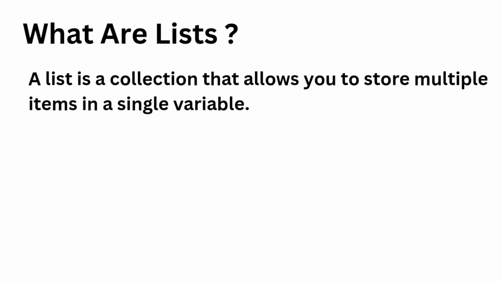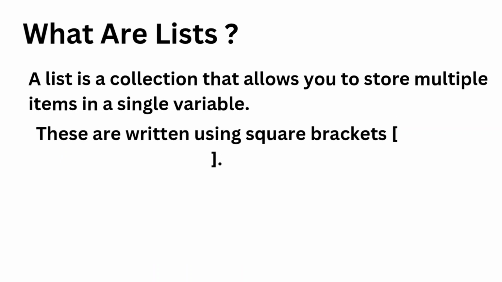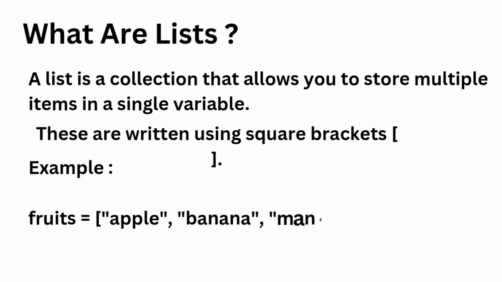Let's start with lists, one of the most used and flexible data types in Python. A list is basically a collection that allows you to store multiple items in a single variable. They are written using square brackets. Let's see an example. Here fruits is a list and it stores apple, banana and mango separated by commas with this square bracket. So when we print fruits, all these elements inside the square brackets will be printed.